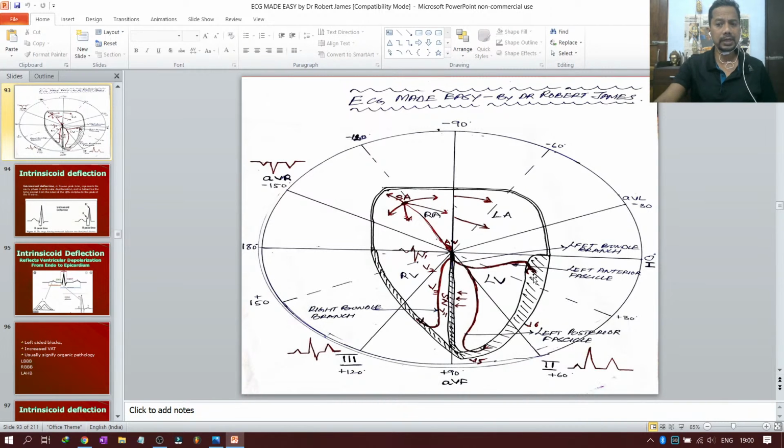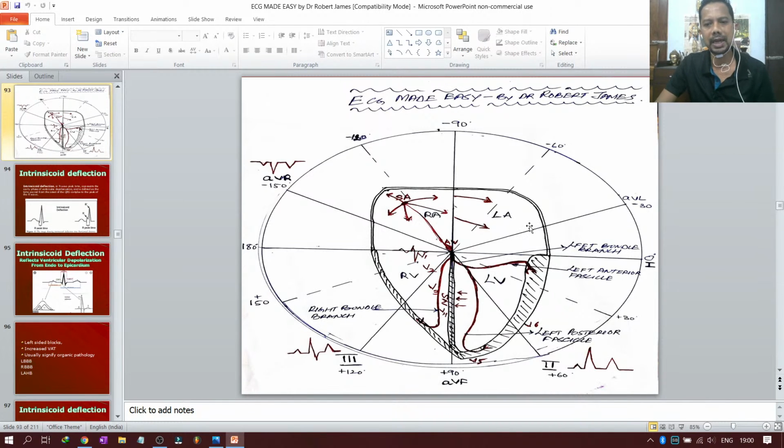Now current is coming towards lead 1, aVL, V5, V6, and it is going away from aVF. And it is going away from V1, V2. V1, V2 are here. Now you tell me what will happen in V5, V6. You will see a very tall, broad R wave, and there will be a depolarization defect. There will be ST depression with concavity upwards, T wave inversion, and a left axis deviation. And a reciprocal deep S wave in leads V1 and V2. So that is called complete left bundle branch block.